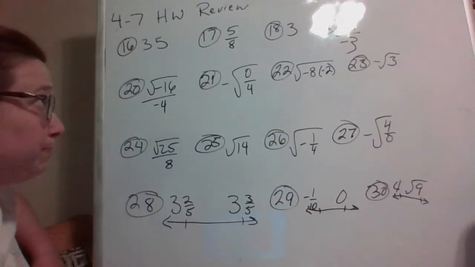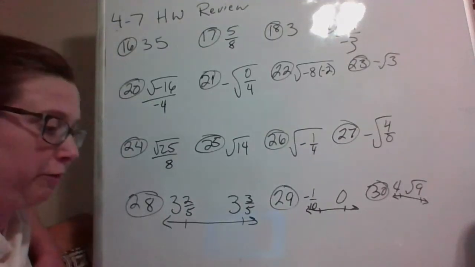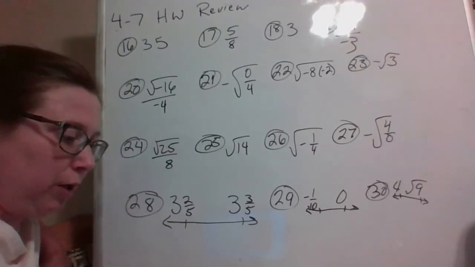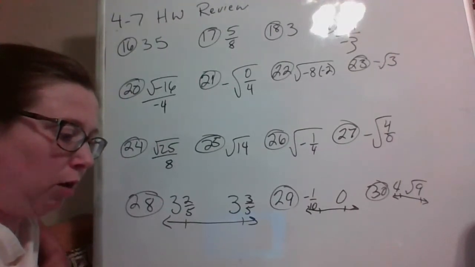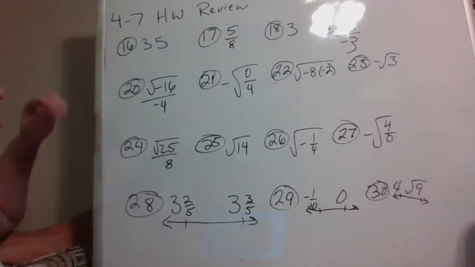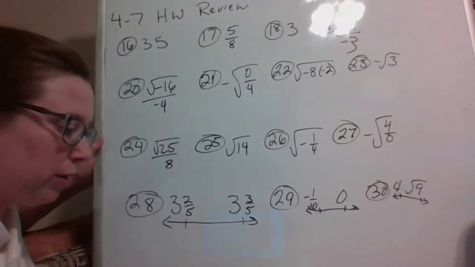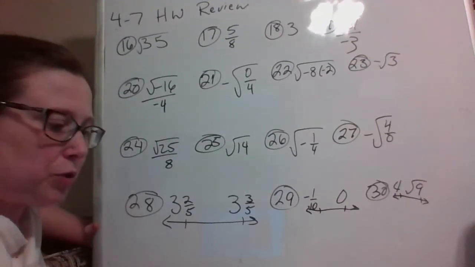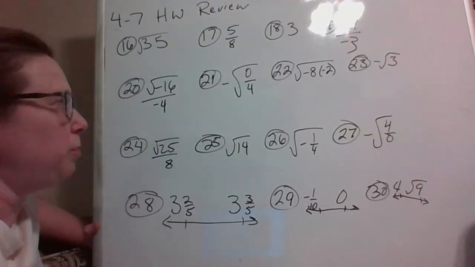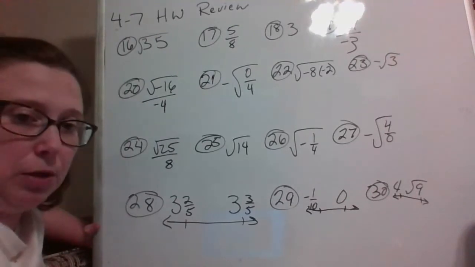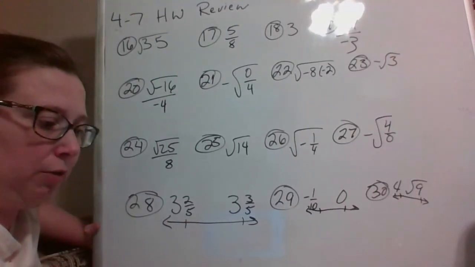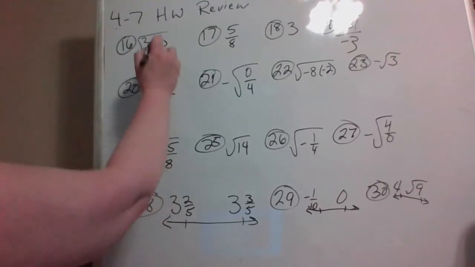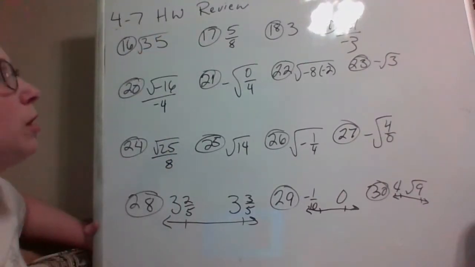Our homework review for 4-7. For the first few here, the directions say write all names that apply to each number. So we are going to start with the square root of 35. The square root of 35 is not a perfect square, so that's going to be an irrational number. Irrational and real would be the two categories it goes into.